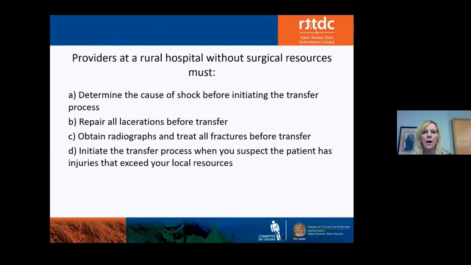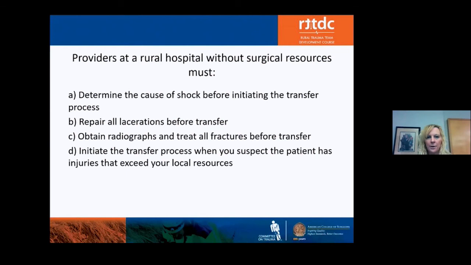So providers at a rural hospital without surgical services must A, determine the cause of shock before initiating the transfer process, B, repair all lacerations before transfer, C, obtain radiographs and treat all fractures before transfer, or D, initiate the transfer process when you suspect the patient has injuries that exceed your local resources. Okay, so it looks like most of you are correct. You're going to initiate the transfer process when you suspect the patient has injuries that are going to exceed your local resources. That is extremely important.